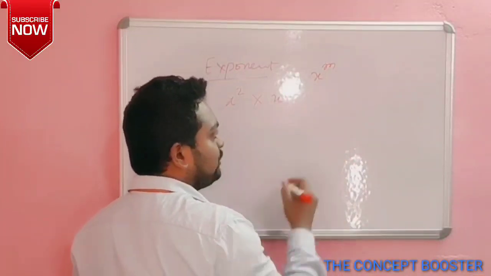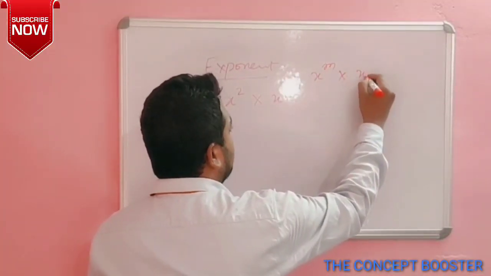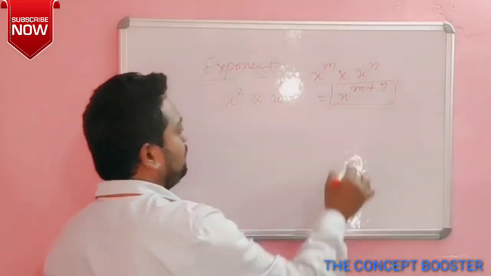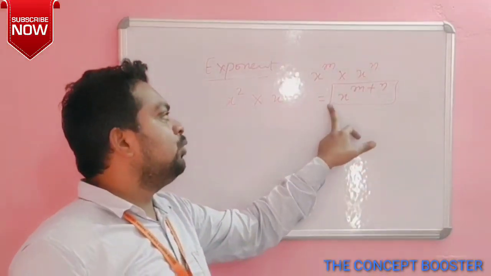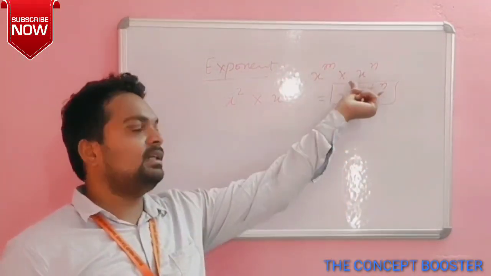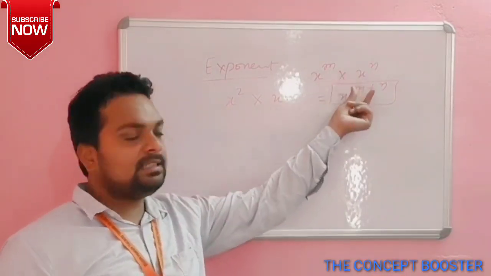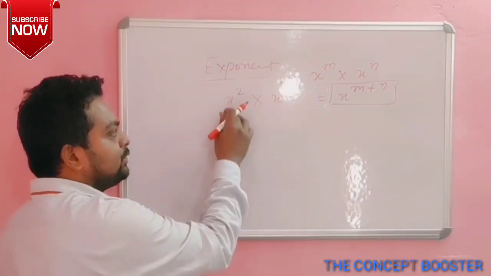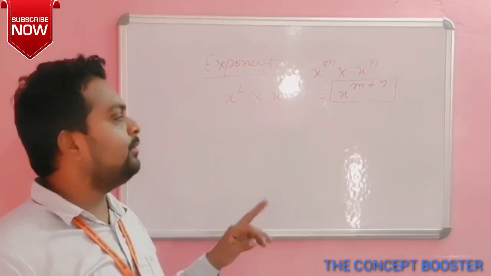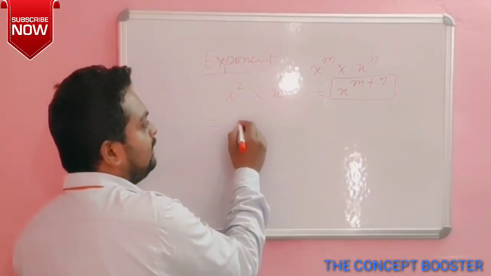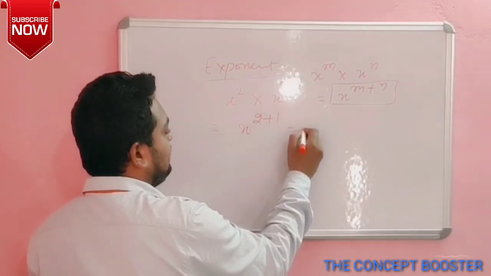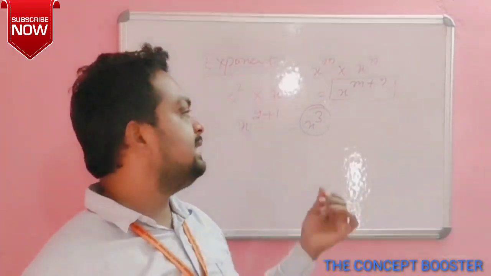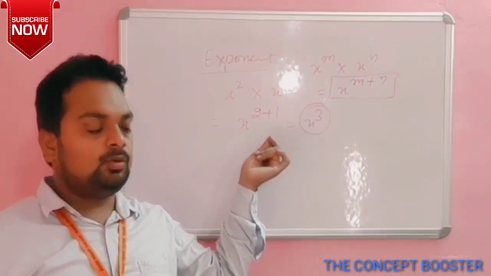Like if it is written as x to the power m into x to the power n, then it can be written as x to the power m plus n. But we can always do this only when the bases are the same, meaning x and x. So x to the power m plus n. Similarly, x to the power 2 and x to the power 1, we can simply add the powers. So x to the power 2 plus 1, that is x to the power 3. Means when x square is multiplied with x, we can write it as x cube. Okay, I hope it is clear to you.